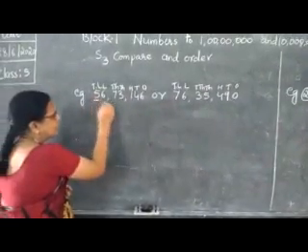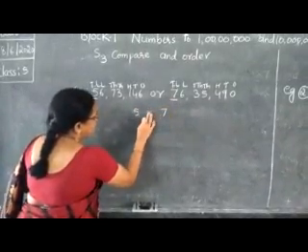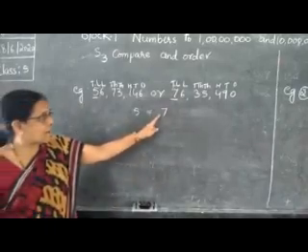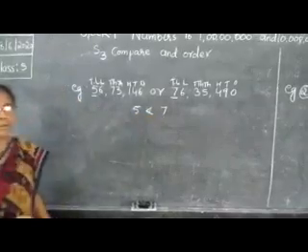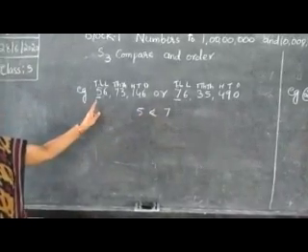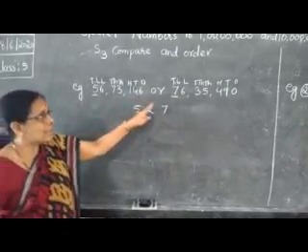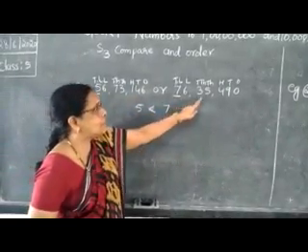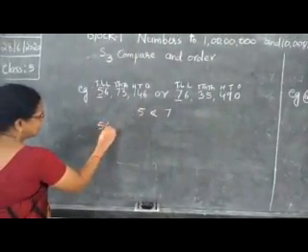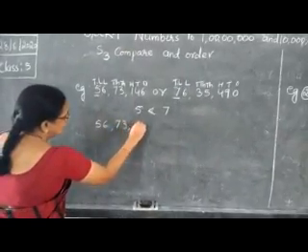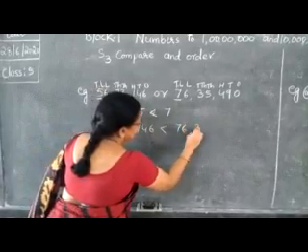So which is the biggest number? 5 or 7. Which is the biggest number? 7. So 7 is greater than 5. So 56 lakhs 73,146 is less than 76 lakhs 35,490.